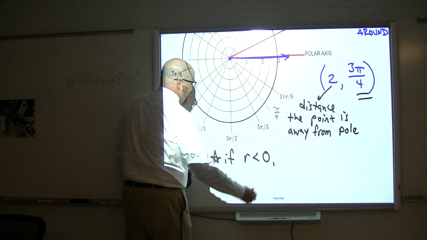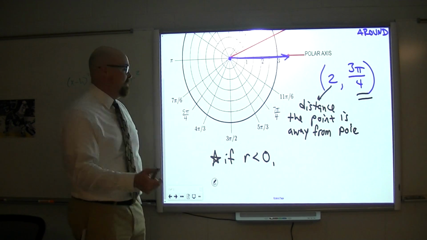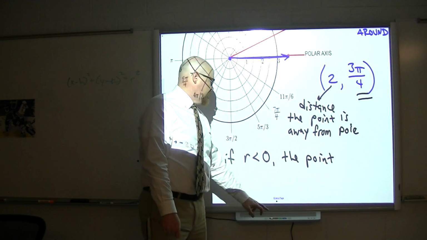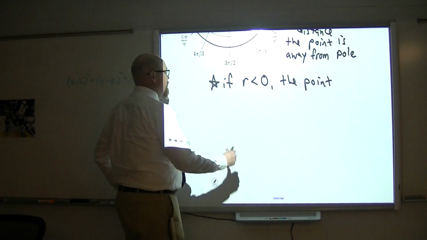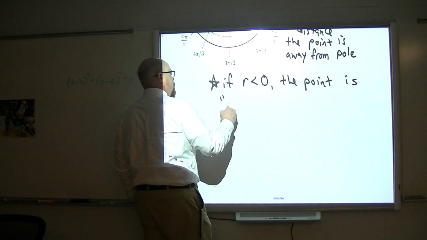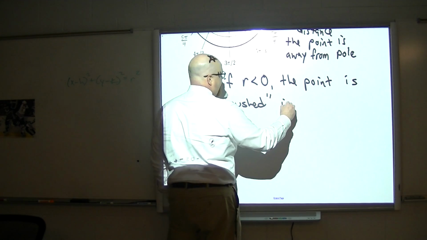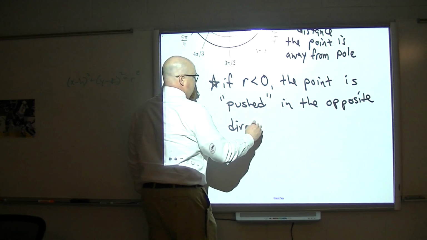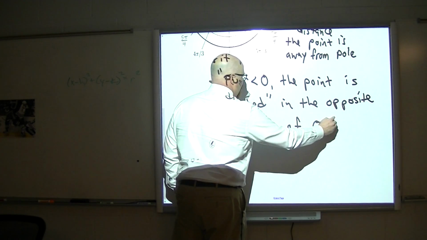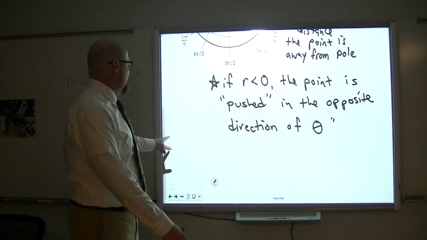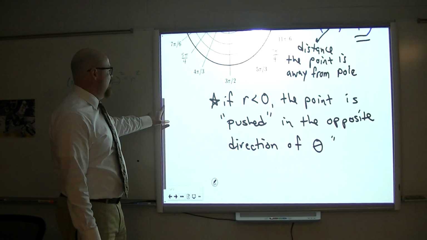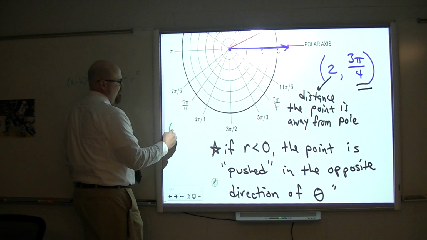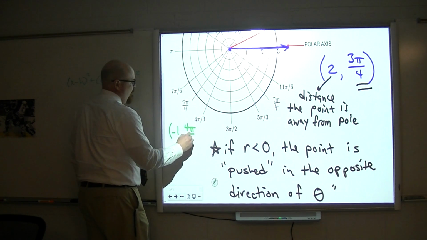If r is less than 0, so if that leading number is negative, the point, and I'm going to use some very informal language here because that's kind of what I do, is pushed in the opposite direction of theta. Essentially, here's a different way of thinking about it as you're writing this down. Let's see if I can squeeze this all on here. Here's 4 pi over 3. Let me give you an example. Let's say negative 1 comma 4 pi over 3.